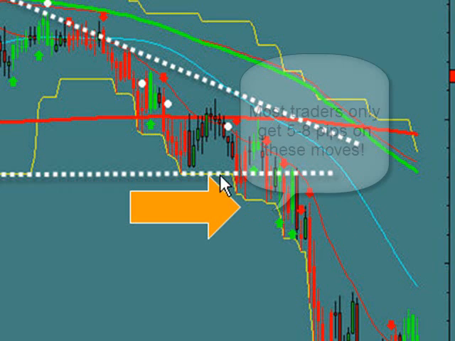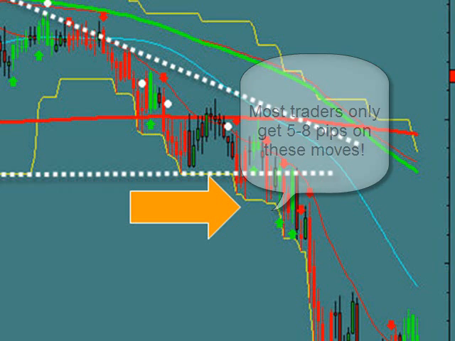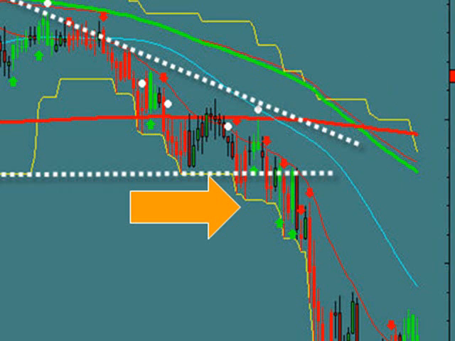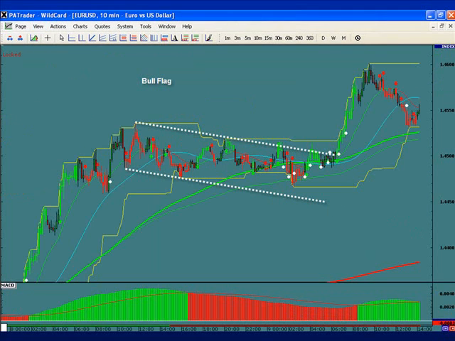But here's the deal. The average retail trader on the break of this descending wedge gets 5 to 8 pips in a market that's rocking 100 pips. That's part of the problem. The untrained, uneducated trader gets the dumb money, and they lose because they're trading for only 5 to 8 pips in this area right in here, and the market is going to move 50, 80, 100, 200 pips. So that's what's critical there to understand.